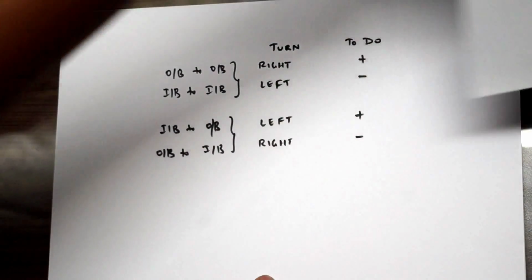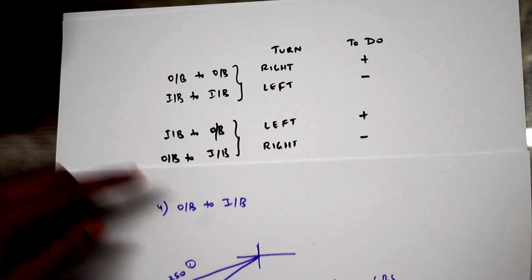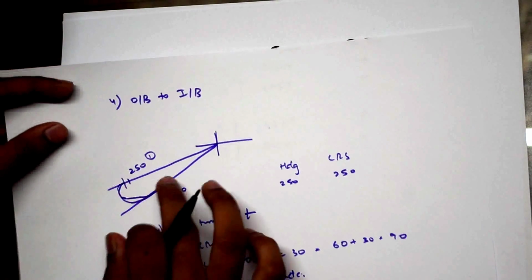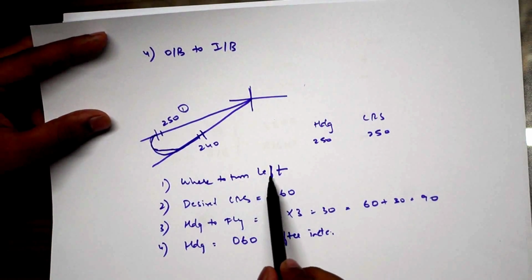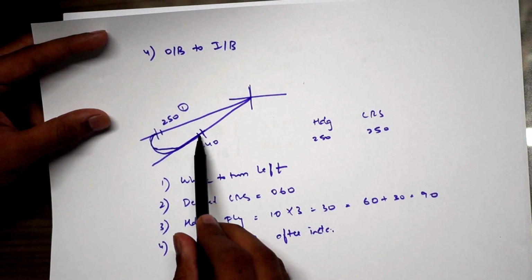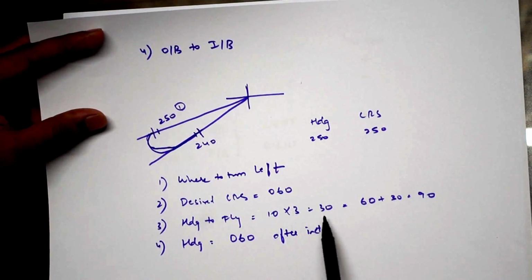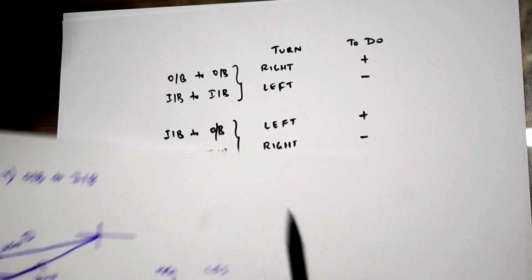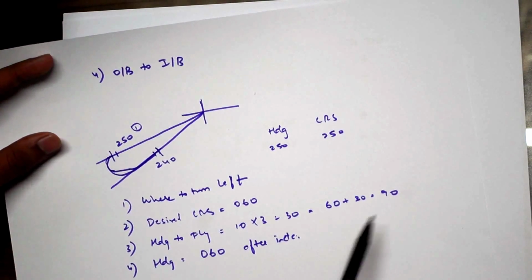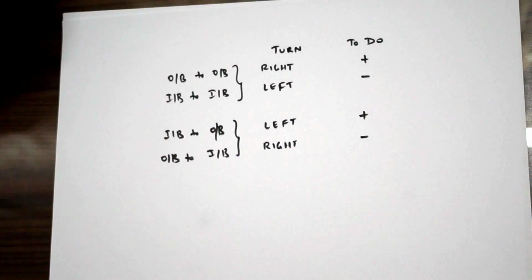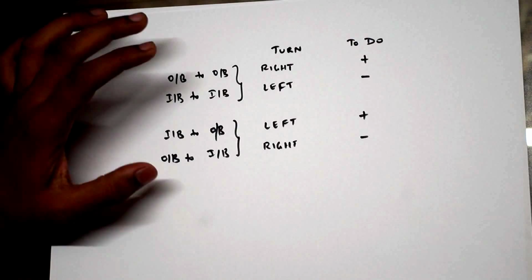For example, let us just check and verify. Outbound to inbound, taking the last example I taught you. It was a left turn. Again, I'll just explain quickly. Desired course was 060, that was the desired track we have to follow. Heading to fly: 10 into 3, difference between them, equal to 30. It was a left turn, so we have added, 60 plus 30, it's 90. And then we fly heading 90 and we intercept the inbound course. So these 4 points are very important to remember.